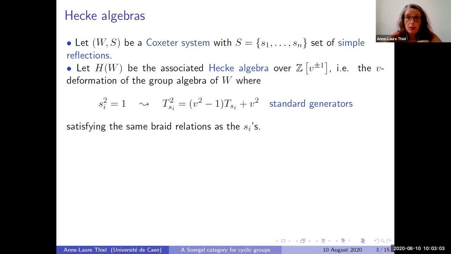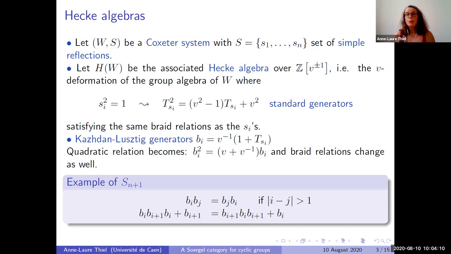Associated to this Coxeter system, we can define the Hecke algebra, which is an algebra over a Laurent polynomial ring with one parameter and integral coefficients. We can define it as a deformation of the group algebra of our Coxeter group. Now the generators, instead of squaring to one, satisfy a quadratic relation. We call them the standard generators and denote them T_{s_i}. The other relations are not deformed, so we still have the same braid relations among the standard generators T_{s_i} as we had among the s_i in the Coxeter group.